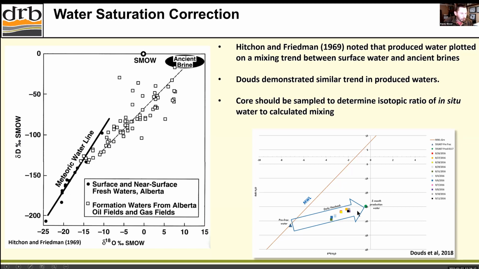But we thought we still can't say anything about that unless we know what the isotopic composition of that ancient brine is. And where better to get that than out of the core itself? That's full of this water. We should be able to extract that, get the isotopic composition of the ancient brine, plot it out there, and then we'll be able to figure out what's going on. And a similar study of this was done in the Permian Basin.